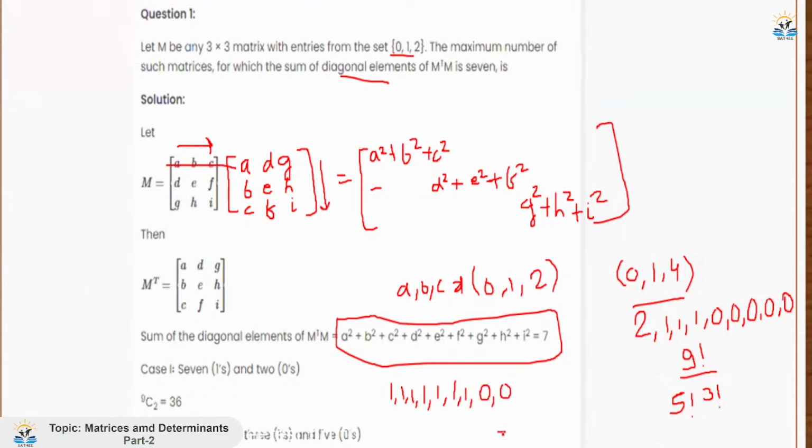यहाँ से क्या मिल जाएगा मुझे? From here I will be getting 9 factorial, because in total there are 9 elements, divided by 7 factorial into 2 factorial. So add both these two quantities, you will get your final answer. And your final answer is coming to be 504 plus 36. That is equal to 540. So I think 540 is my final answer, which is written here.